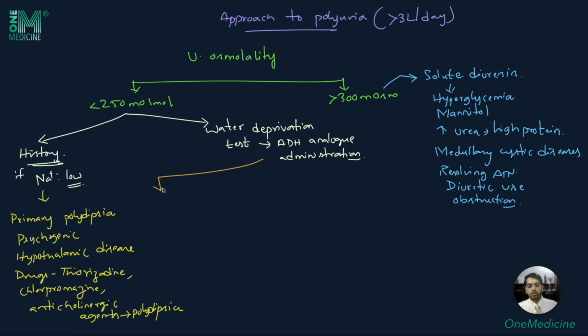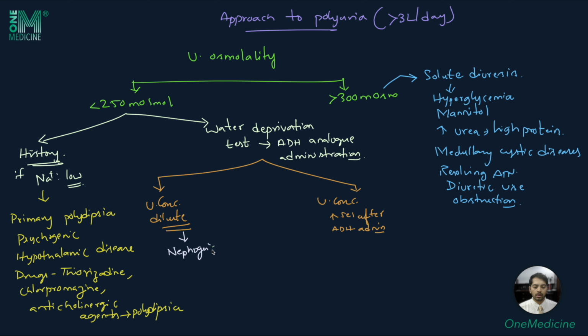This can have two possible outcomes. Either the urine concentration remains dilute after both water deprivation as well as ADH analog administration, or the urine concentration increases after the ADH analog administration. In the first case, we are dealing with a nephrogenic diabetes insipidus, which is resistant to or not responding to the ADH that is administered, and the second one, that is where the patient's urine concentration increases after the ADH administration, we are dealing with a central diabetes insipidus.